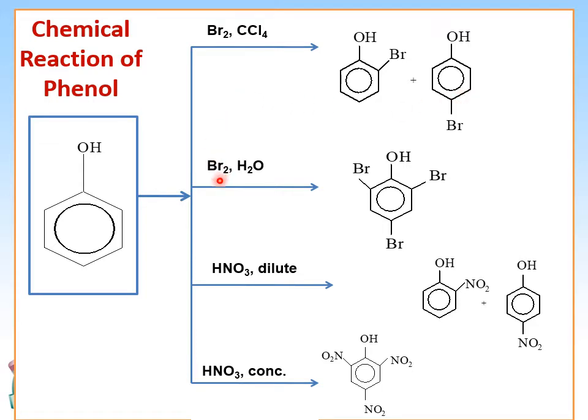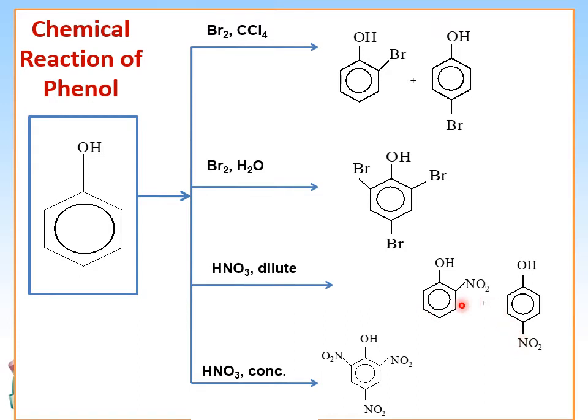The second one is Br2/H2O. This is also the same reagent as electrophilic addition. But this is not that. This is electrophilic substitution. So 3 atoms of bromine are going to enter phenol at carbon number 2, number 4, and number 6. So this phenol is called 2,4,6-tribromophenol.